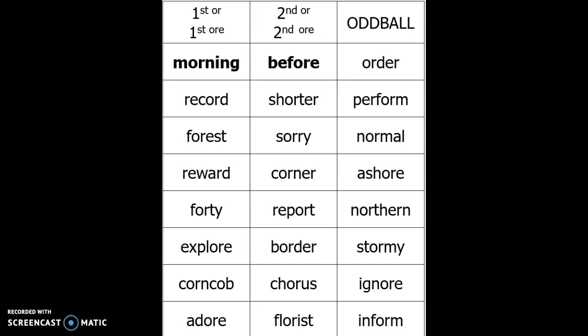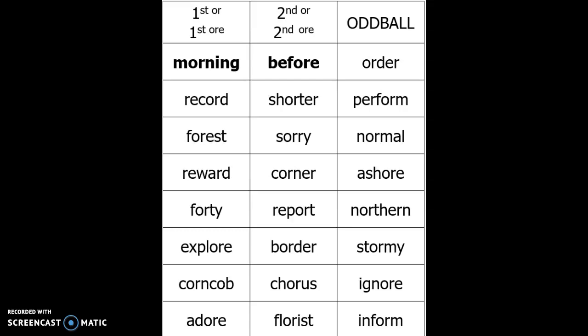Hello, boys and girls. You are ready for your next spelling sort, which is sort 25. I made a small adjustment to the top of your spelling list so that it looks like mine. We are going to focus on the OR sound, an R influenced O, and we are looking for that sound in the first and second syllable of the words.